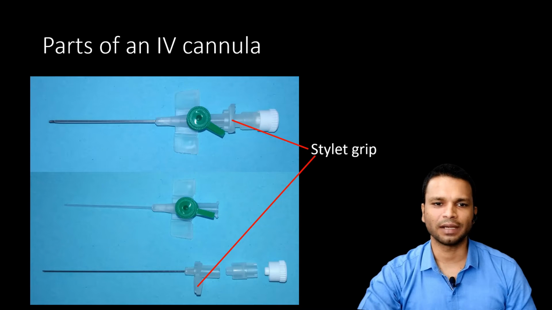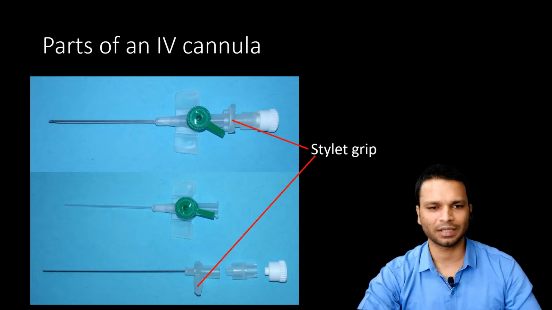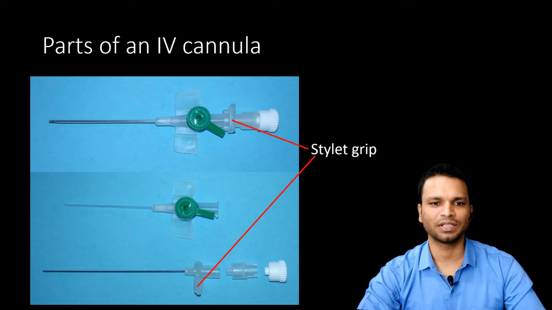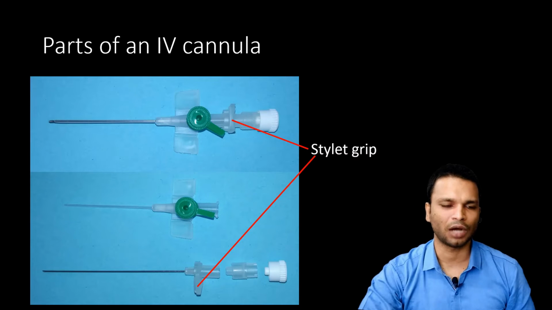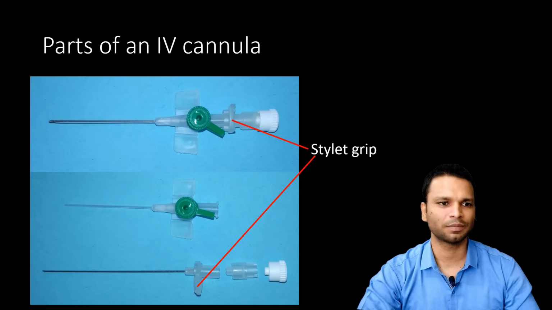Then we have the stylet grip. It is used to support the stylet while inserting the cannula into the vein. Once we have inserted the cannula, this stylet grip is used to pull back the stylet out of the vein so that only the cannula is present inside the vein.